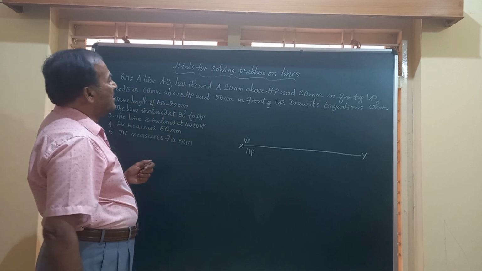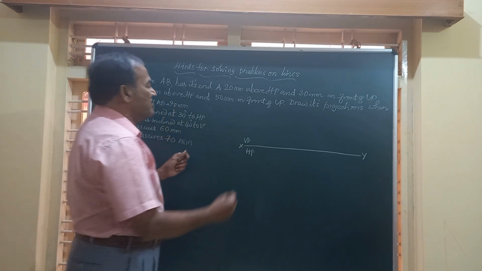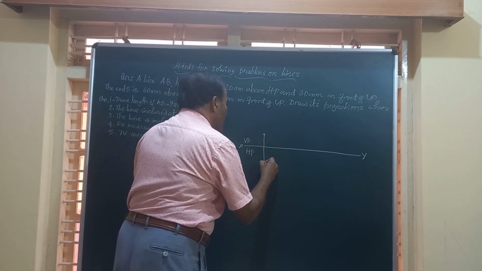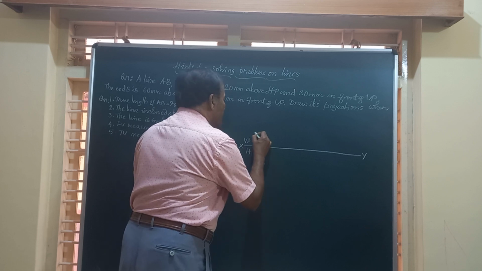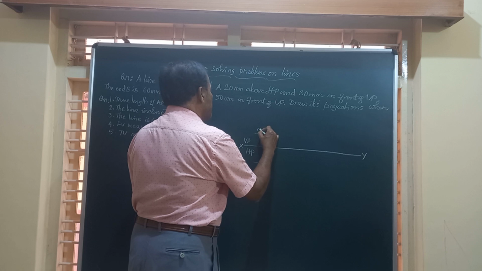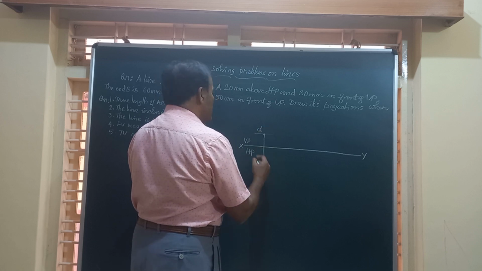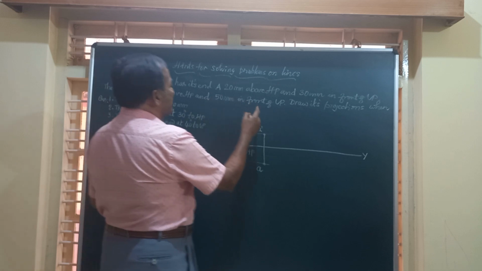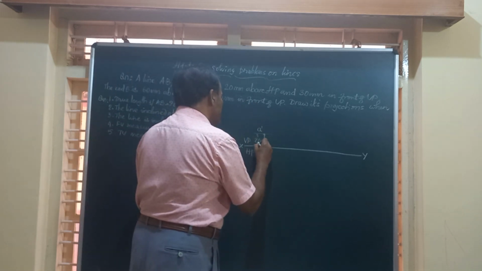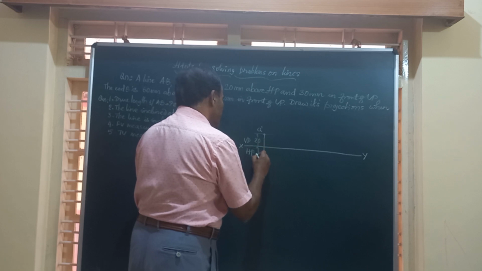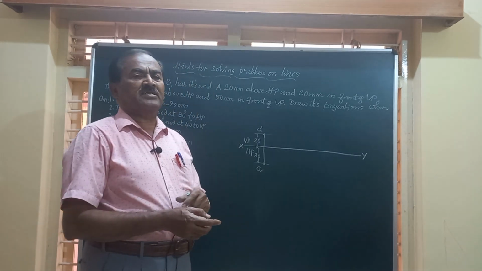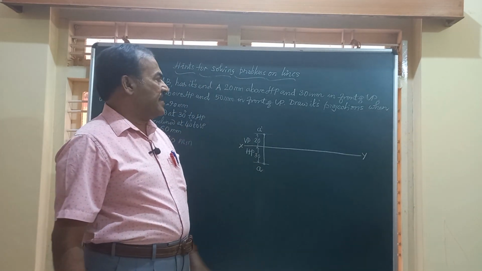A line AB has its end A 20 mm above HP. You know very well, friends, when the point is above HP, it is seen as a point above the XY line, and this we call A dash. A is the top view, A dash is the front view, and the distances are 20 and 30. So this is 20 millimeter and this distance is 30 mm. So we have got one of the end projectors for the end A.